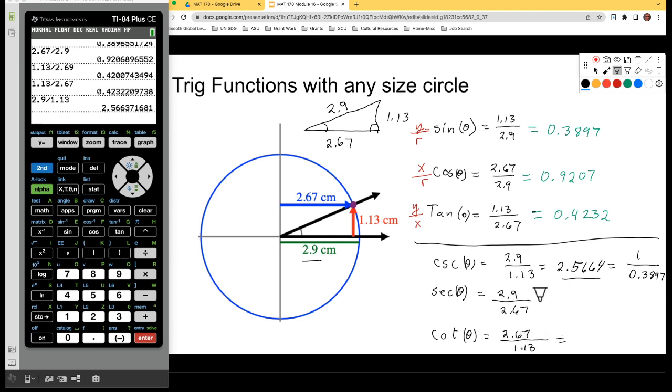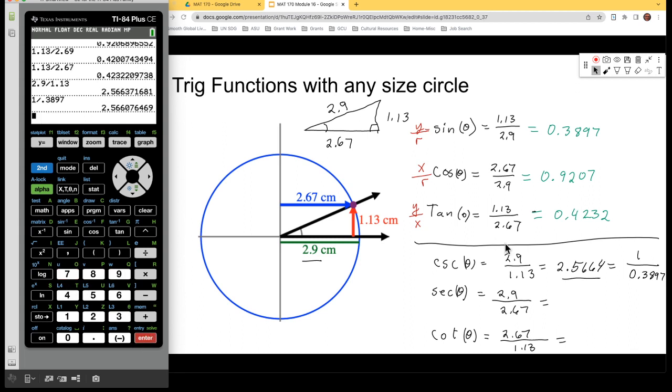And again, I'll let you go ahead and calculate that using your calculator. And again, you could also get them from doing the reciprocal. In fact, let's just go ahead and do that for cosecant. Take 1 divided by 0.3897. We'll probably get close enough.